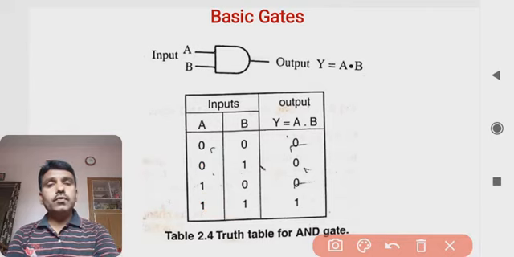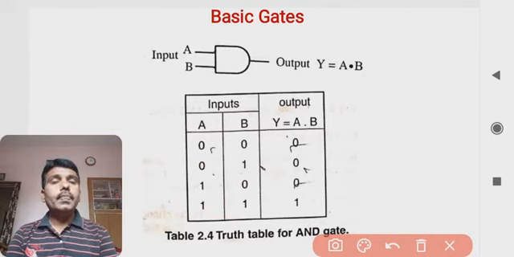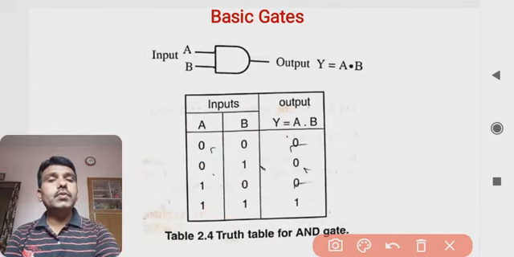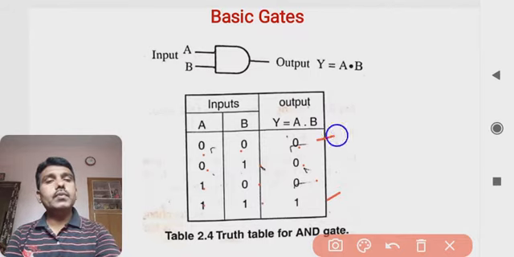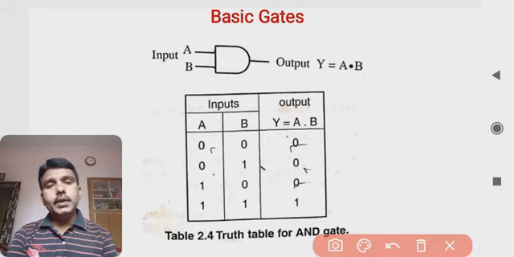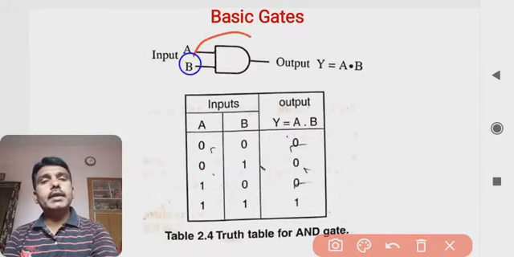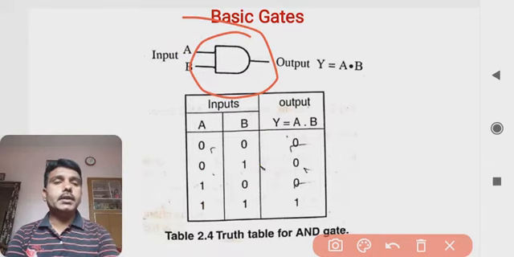So these are the 4 input possibilities. In this case, the AND gate gives the outputs 0, 0, 0, and 1. If you look at this, 0 into 0 is always 0, 0 into 1 is always 0, 1 into 0 is always 0, and 1 into 1 is always 1. So it looks like a multiplier. That's why the AND gate is also called a multiplier.